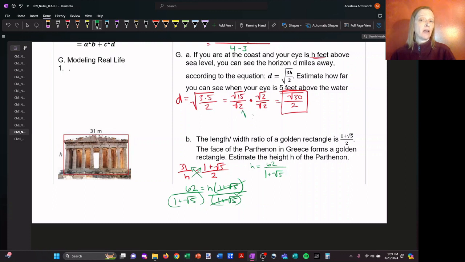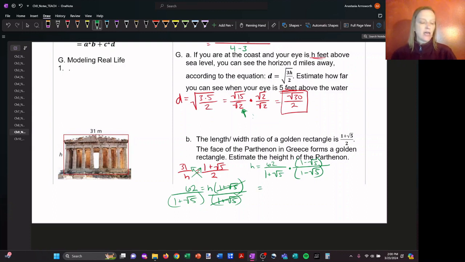That only works when I only have one term in the denominator. Here I have an addition problem. So this is a situation that uses conjugates. So I'm going to multiply by 1 minus the square root of 5. But to keep the equation the same, I need to multiply by a fraction equal to 1. So I have to do the same thing in the numerator that I'm doing in the denominator. So I'm going to multiply the top and the bottom times 1 minus the square root of 5 in parentheses.